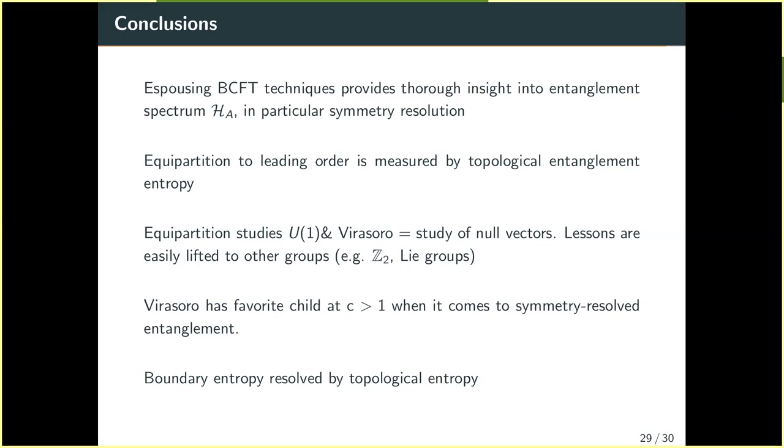So what have I done? I've introduced these BCFT techniques to give you some insight into the entanglement spectrum. Those are the contributions of entanglement which go beyond the universal piece of Calabrese-Cardy. I talked a bit about how you get topological entanglement entropy and how you compare that. Briefly, I talked about the null vectors, how you should study null vectors. From this perspective, for U1 there are no null vectors, so they all look the same, and so you always get the Verma module contribution, essentially. And Virasoro has a favorite charge for central charges bigger than one.